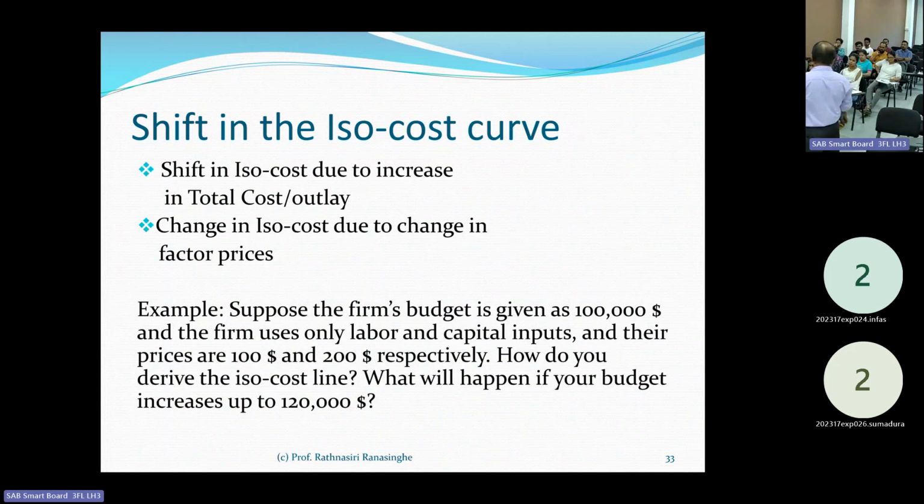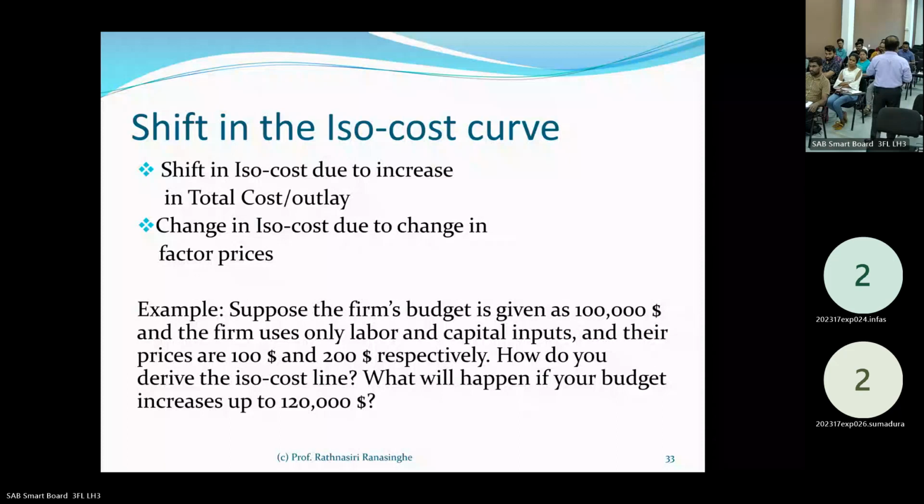Now, moving to this example, what happens if there is an increase in the total outlay, the total expenditure? Like we mentioned earlier, that will shift the entire isocost curve to the right, because there is no change in the prices, we assume.